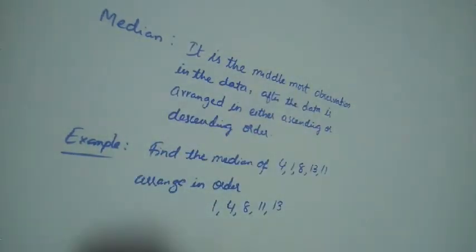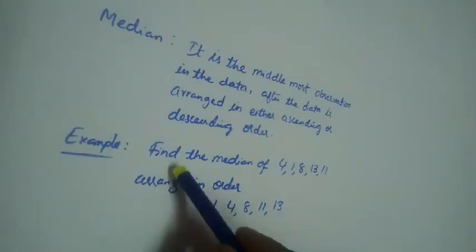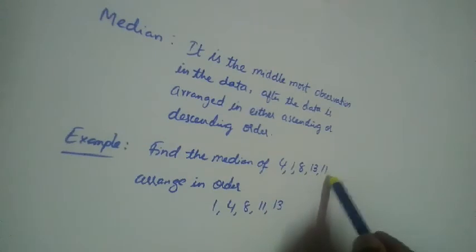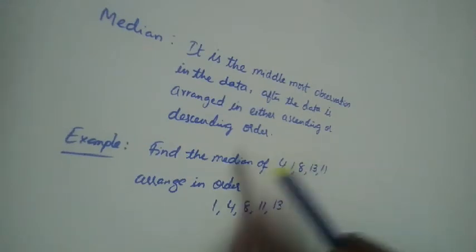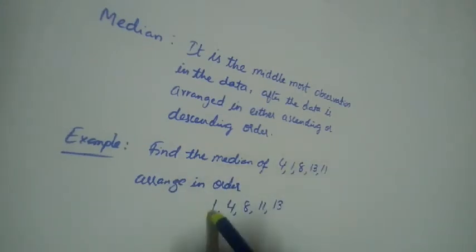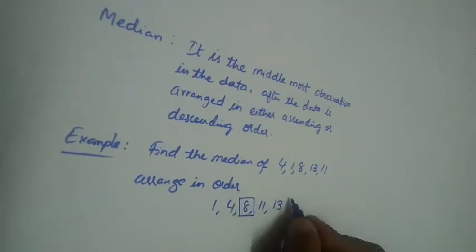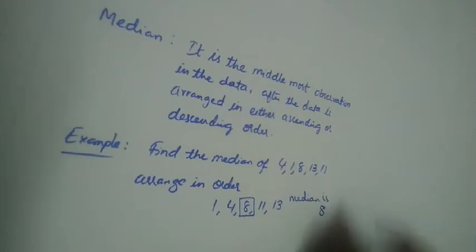Okay. Let us take this example. Find the median of 4, 1, 8, 13 and 11. We need to arrange that in order. We have arranged in ascending order, small number to big number: 1, 4, 8, 11 and 13. So here what is the middle number? 8. Middlemost observation is 8. So median is 8.